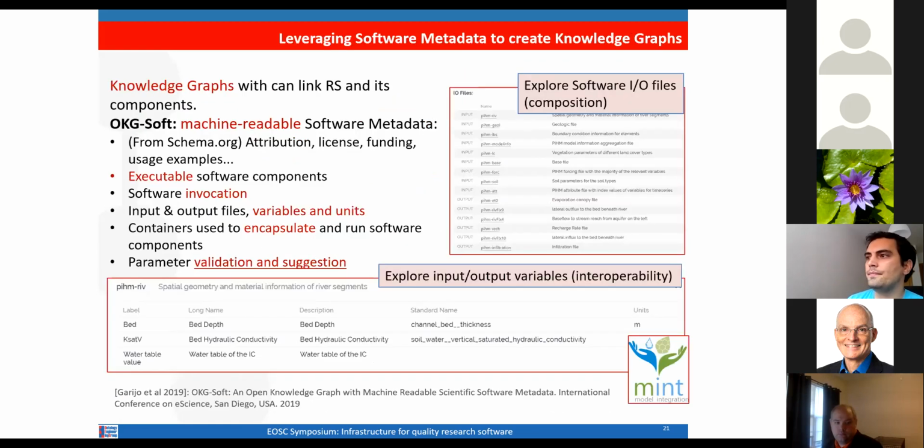Next slide, please. Another thing that we have also been working towards is how to make this metadata machine actionable to create knowledge graphs. Knowledge graphs where the nodes of the graph are the entities associated with software, such as a software entry, an author, a license, etc. And the edges between these nodes are the properties, the relationships between them.